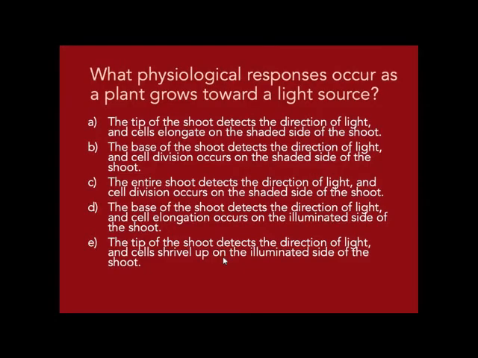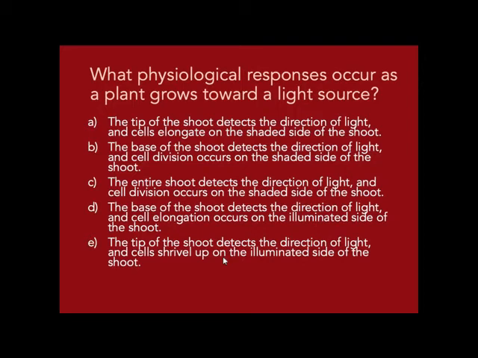All right, so what physiological responses occur as the plant grows towards a light source? A, the tip of the shoot detects the direction of light, and the cells elongate on the shaded area of the shoot. I like that one! Well, let's see what else there is. The base of the shoot detects the direction of light. No! The cell division occurs on the shaded side of the shoot.